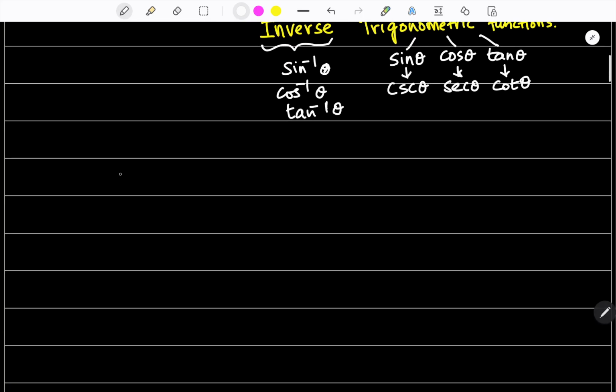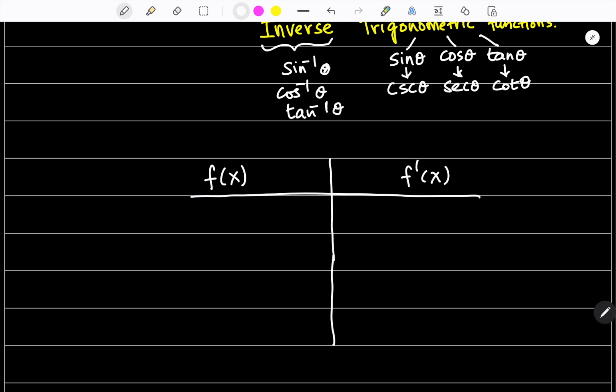What are the rules you are going to study? Let me write here as a rule. This is your f of x and this is your f dash of x. Let me make a table. In the table, I'm going to write sine inverse x, cosine inverse x, tan inverse x, then secant inverse x. You need to memorize this rule. It is very, very important.